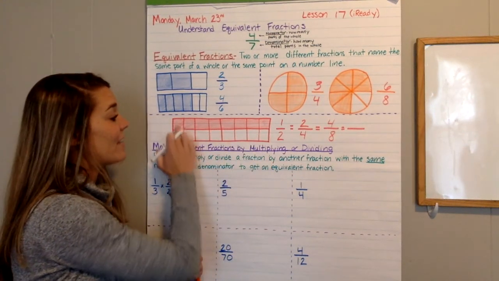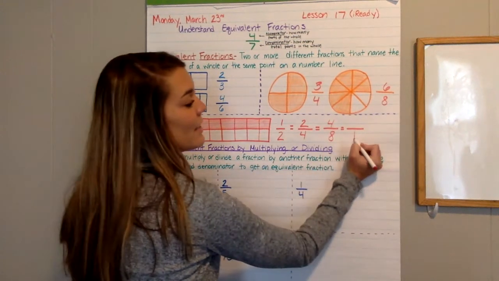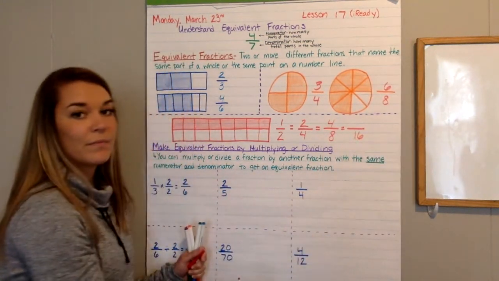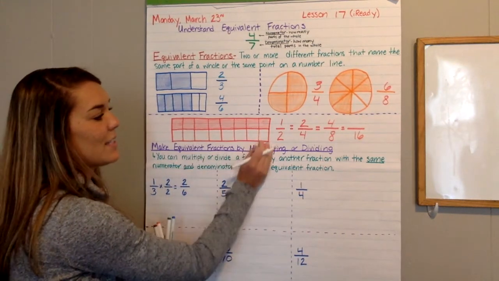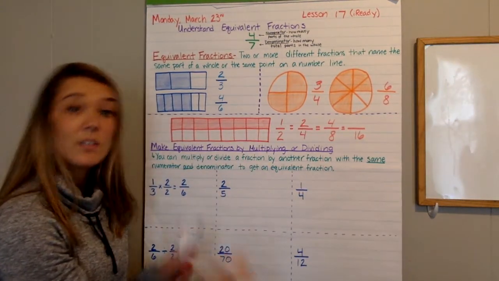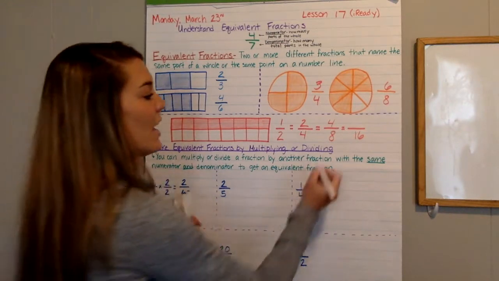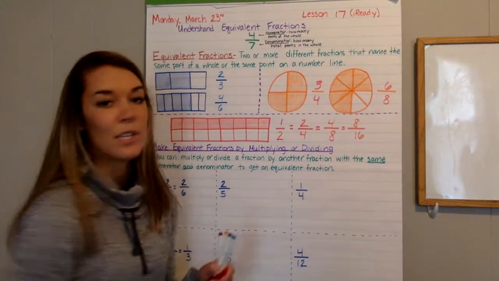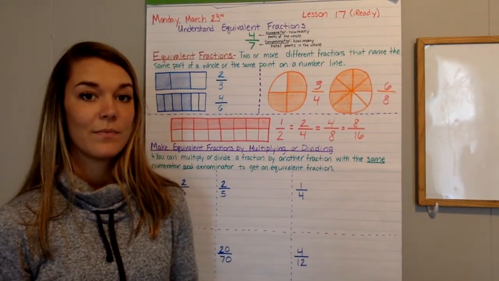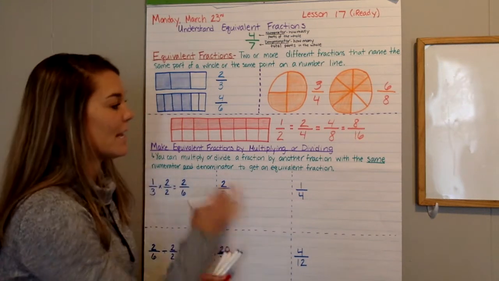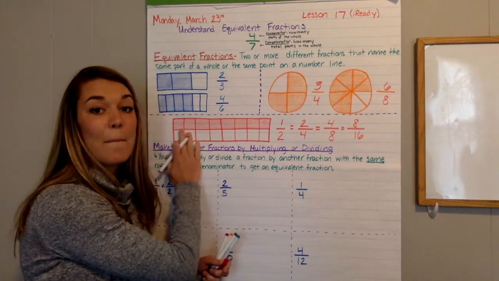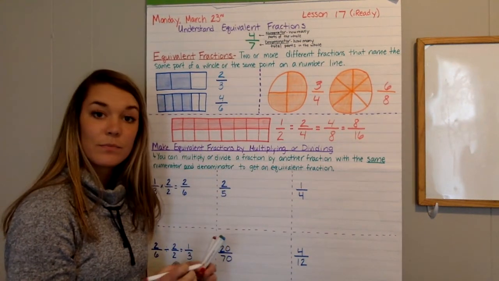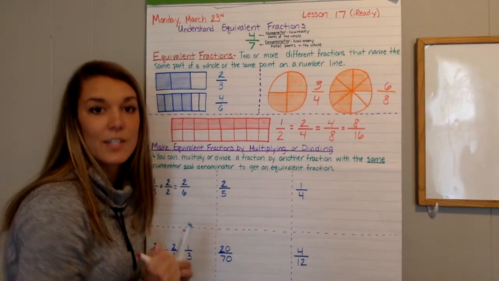So 8 times 2 is 16, right? I know that I would be solving an area model. So now I have 16 pieces, 16 equal parts, and 8 of those equal parts are shaded, okay? See how that makes sense? Because I never changed the shading. I only changed the amount of equal parts. So you're going to be seeing that in some of your assignments.